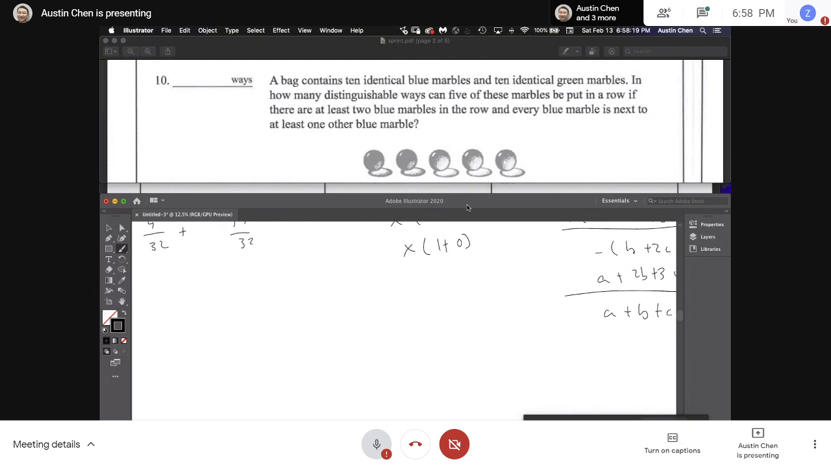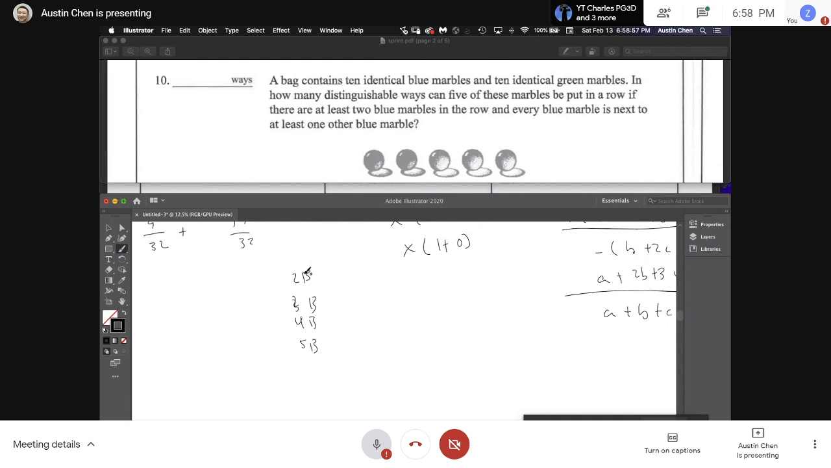I think the best way to do this would be casework on how many blue marbles you have in the row. There could be other ways you can do it, but I feel like casework is a pretty fast way, and when you see the problem, you can just think, oh, I can do this by casework. Okay, so if we have at least 2 blue marbles, we need to do casework of 2 blue, 3 blue, 4 blue, and 5 blue.